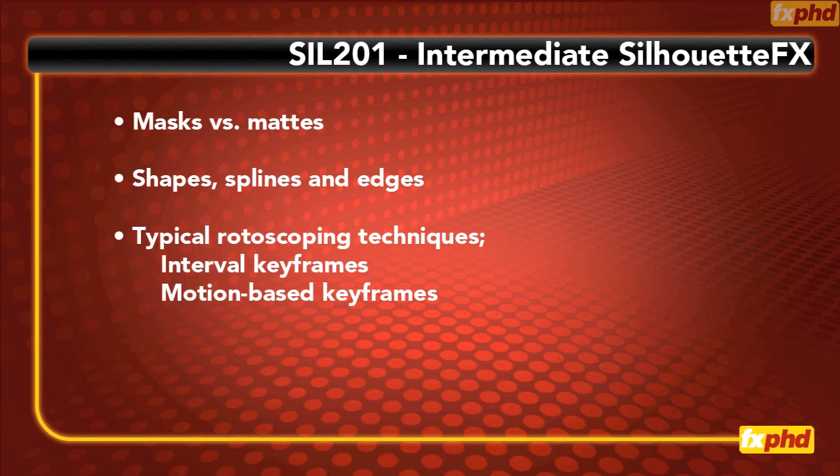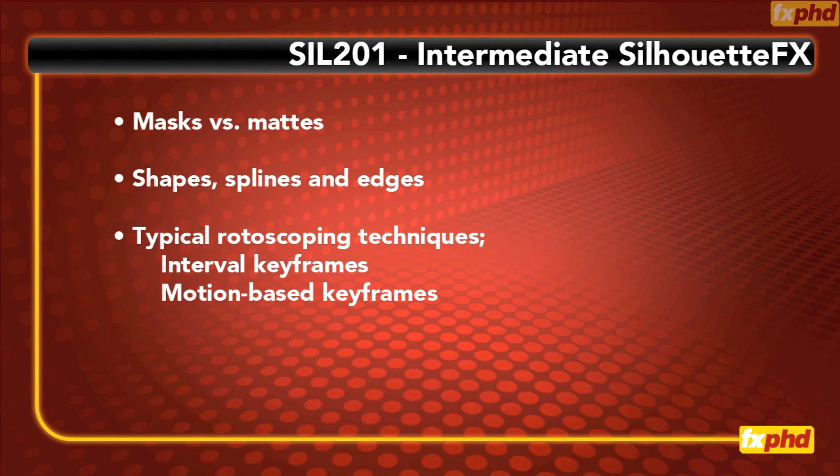Now when it comes to typical rotoscoping techniques, there's generally a couple that are most popular. There's the interval keyframing technique, which is where you come in and you roto every X number of frames. So for example, you take every 24 frames, so you go frame 1, frame 25, frame 49, and so on and so forth until you reach the end.